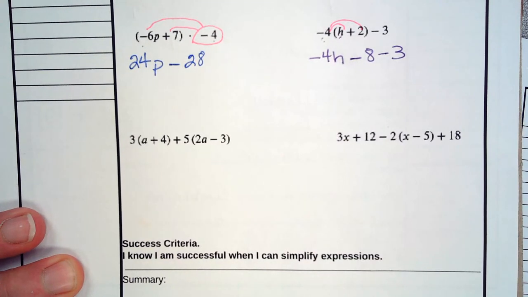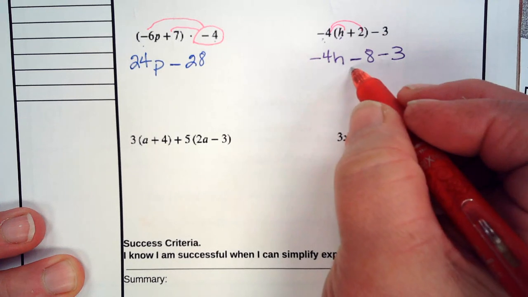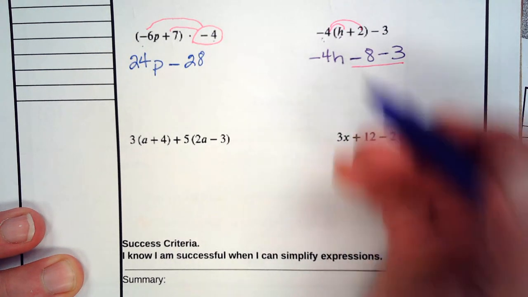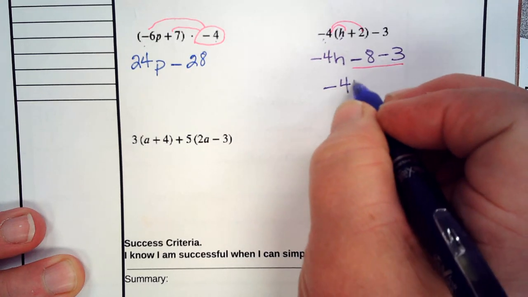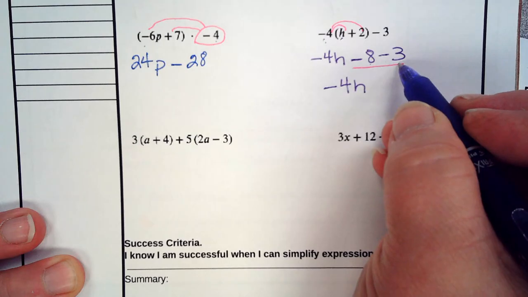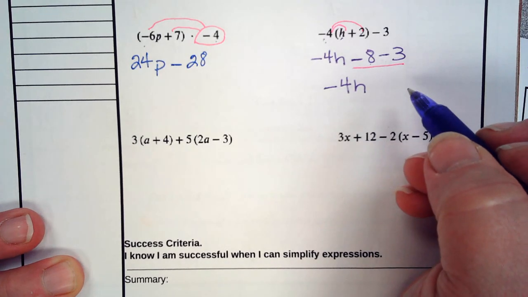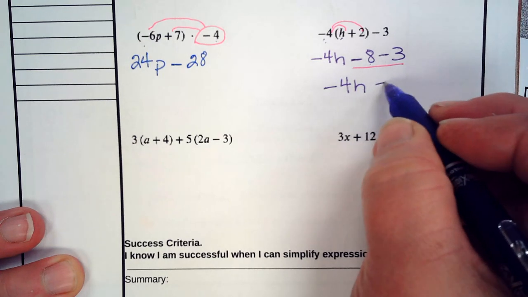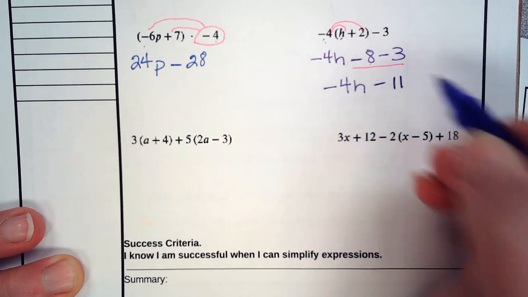Now, I can combine my like terms, which are the two numbers. So, negative 4h. Negative 8 minus 3 more. Combine them with addition. 8 plus 3 is 11. Keep your negative sign. Negative 11.